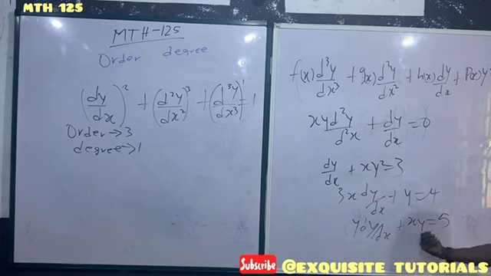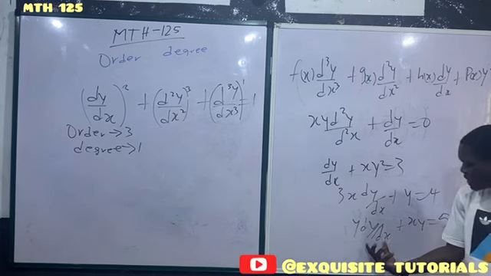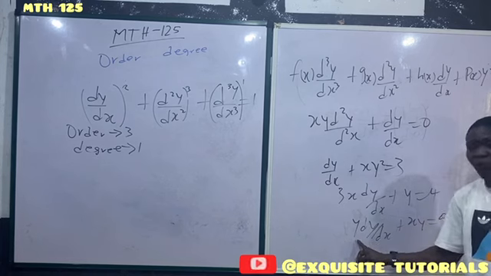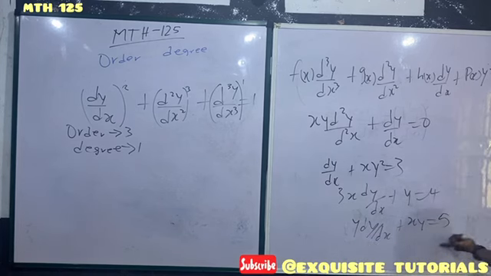Here, what is multiplying y is a function of x. But what is multiplying this differential coefficient is a function of y. So this part is what made this not a linear differential equation. So this is a non-linear differential equation.